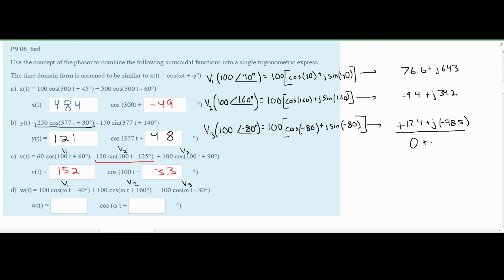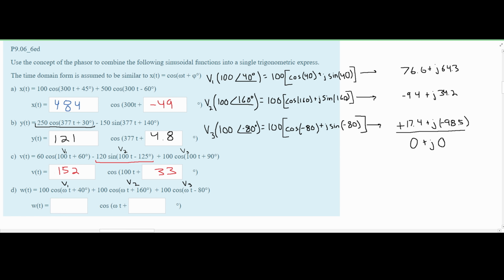Now we're going to have a plus j. And then in this part, we're going to add our 64.3 plus our 34.2 plus our negative 98.5. In doing this, we are also going to get 0, so that's pretty good. This probably means that these answers are 0, but it's good practice to go about and actually solve them anyways.